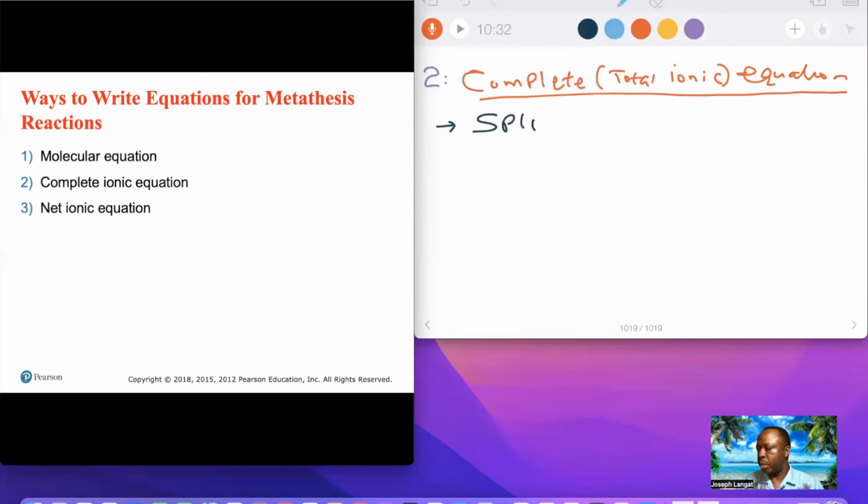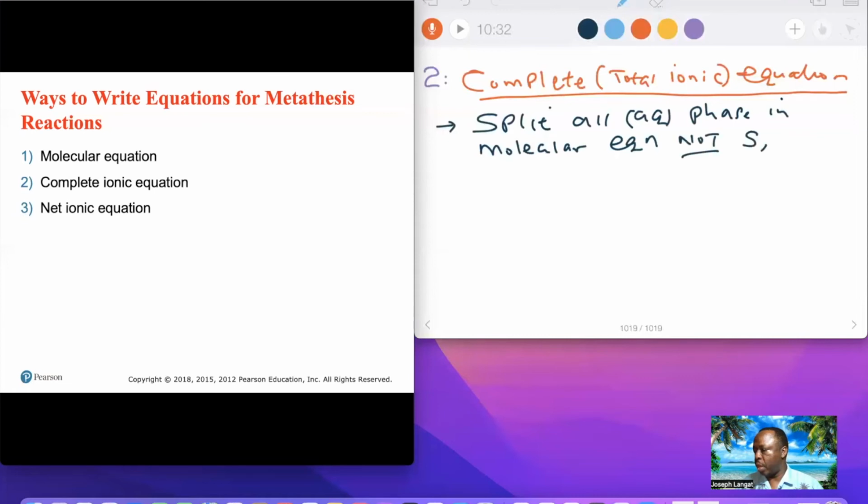Split all aqueous (AQ) in the molecular equation. If you have a solid, if you have a liquid, if you have a gas, we do not split. What do I mean by splitting?